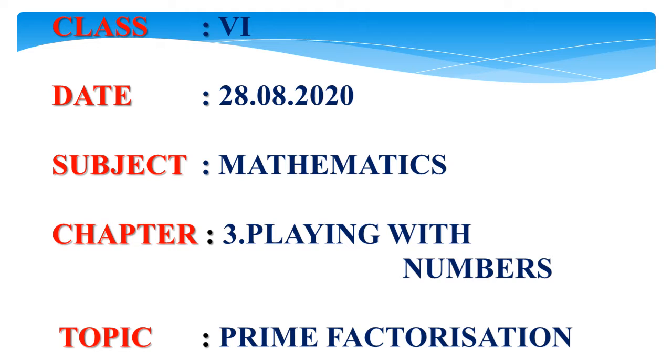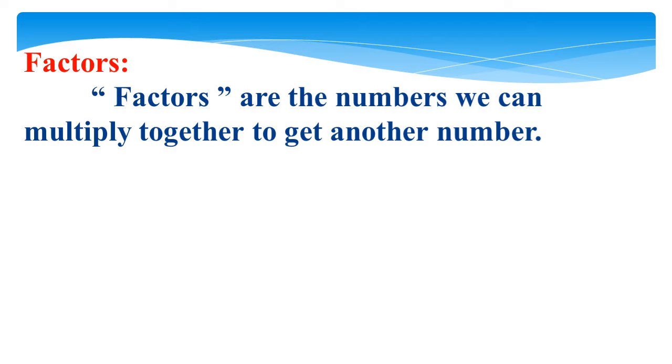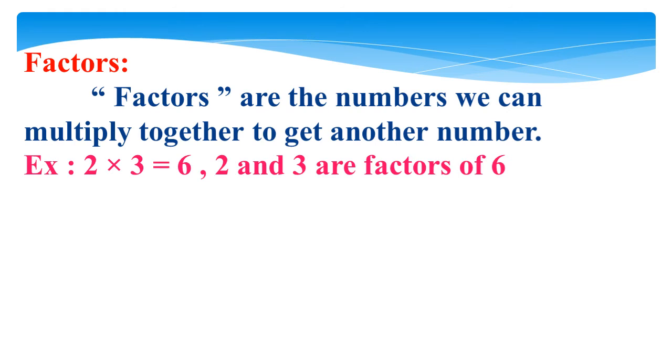Now we are going to learn 6th standard mathematics, chapter Playing with Numbers, topic prime factorization. First, let us see what factors are. Factors are the numbers we can multiply together to get another number. For example, 2 multiplied by 3 we get 6. So here 2 and 3 are factors of 6.